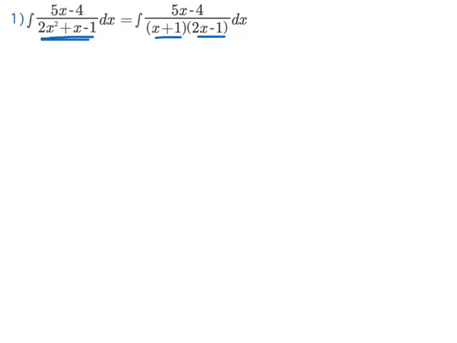So what I want to do is realize that this fraction came from something. It came from a sum of two other fractions with these linear denominators. I don't know what those fractions were, but that's going to be our job to find out.